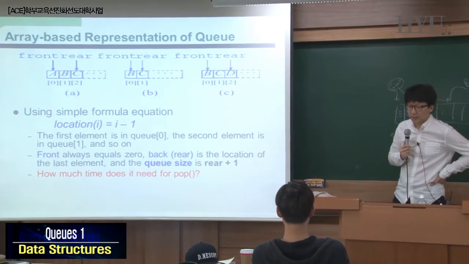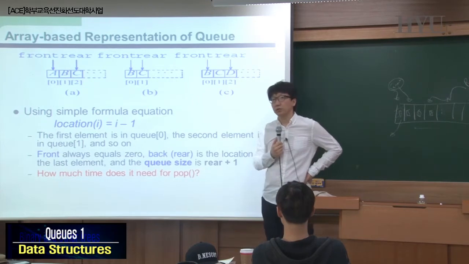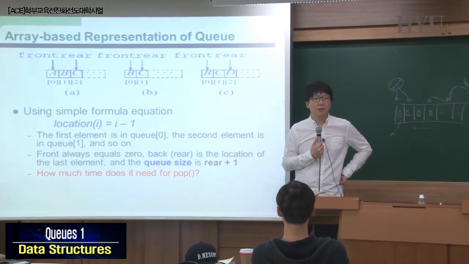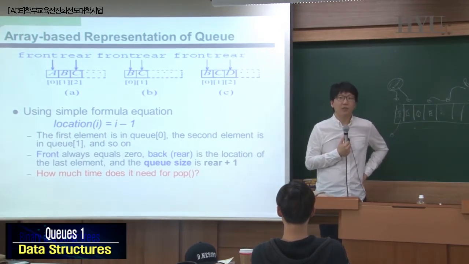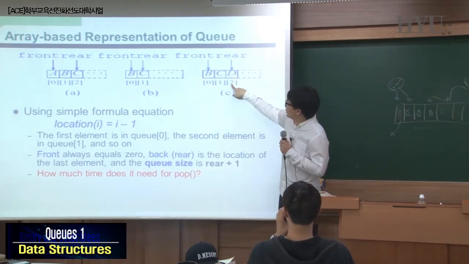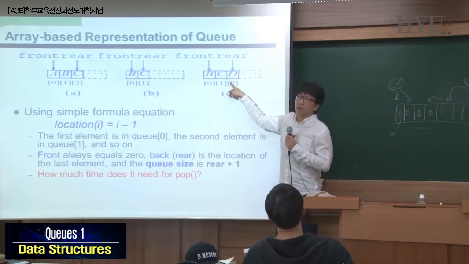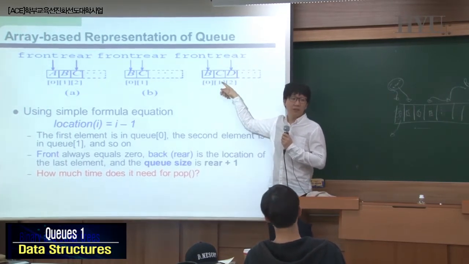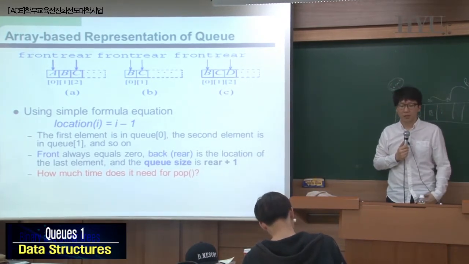The queue size is rear plus 1. If the last element in the list is, for example, 3, it starts from 0, 0, 1, 2, 3, so the size of the queue should be 4. Here 1, 2, 3, the location of this is 2. So if I want to find out how many elements are in the list, I need to add 1, so 3. Very simple stuff, just because we start from zero in the array explanation.